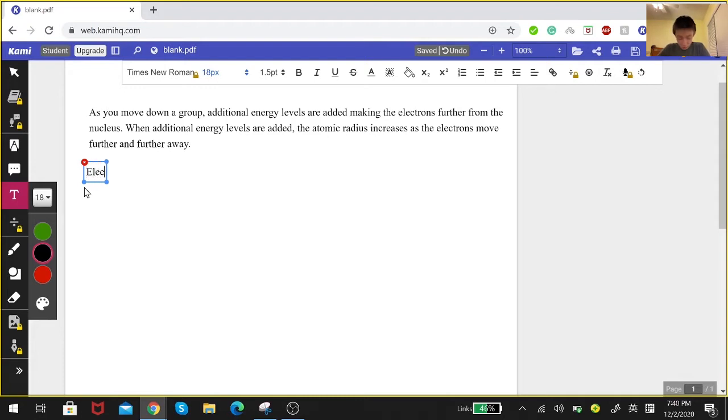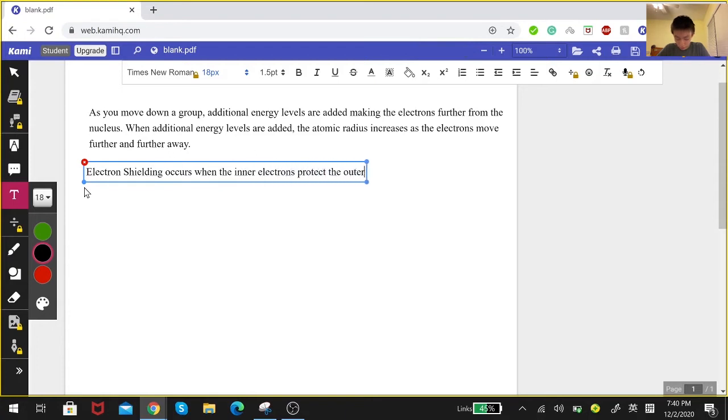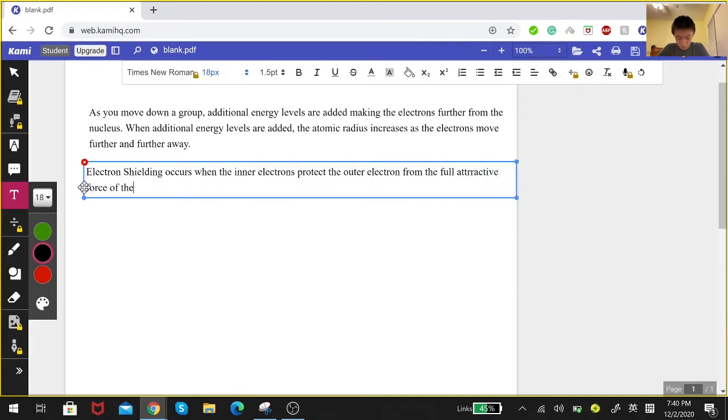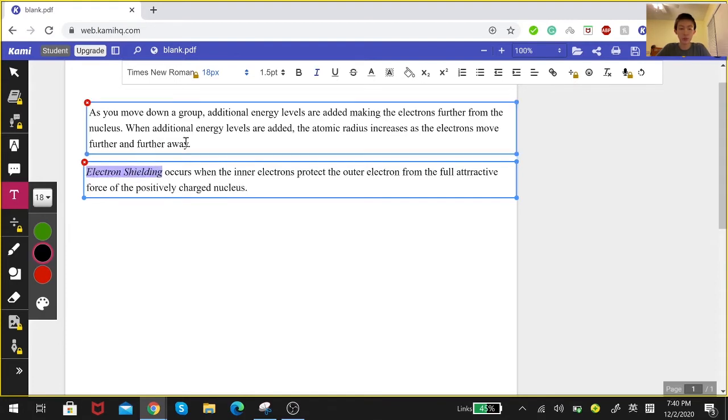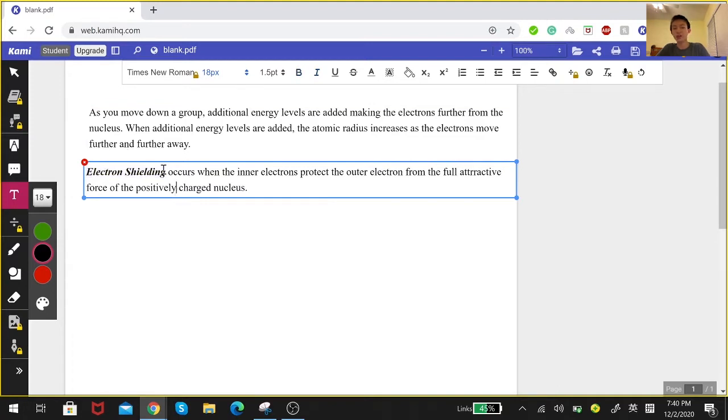Our second one is electron shielding. Electron shielding occurs when the inner electrons protect the outer electrons from the full attractive force of the positively charged nucleus. This is a really important keyword on AP Chemistry. On your answer explanation, you will want to include electron shielding and define it. Make sure you define these vocabulary terms, because you can't just put a word down. You need to show them that you know what it means.